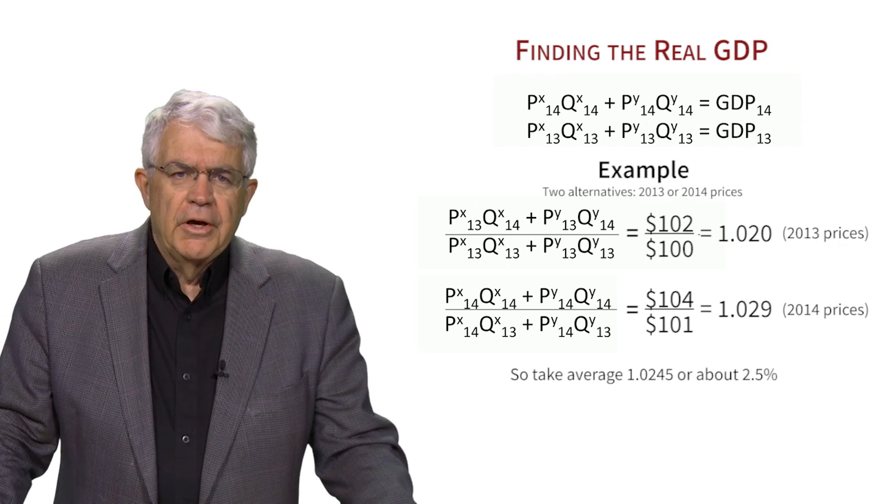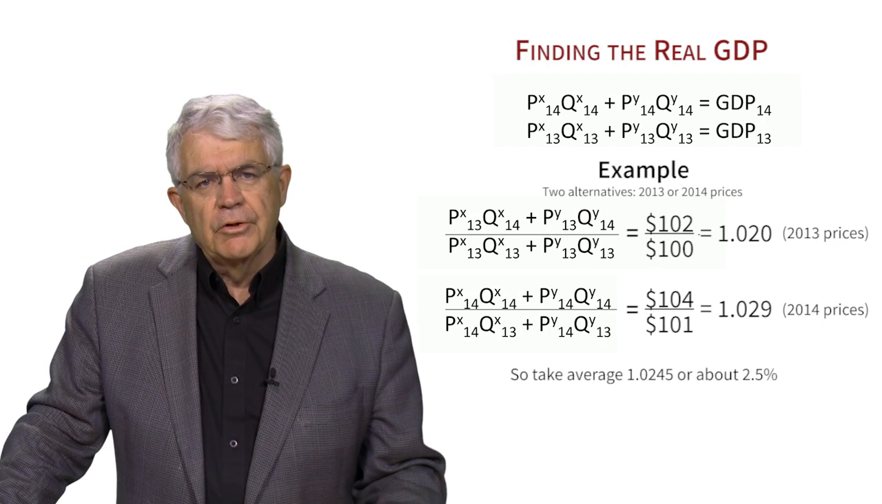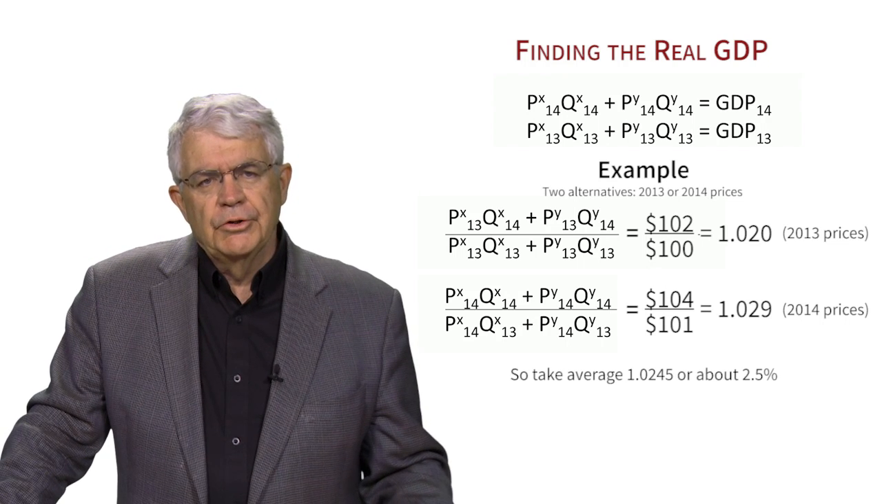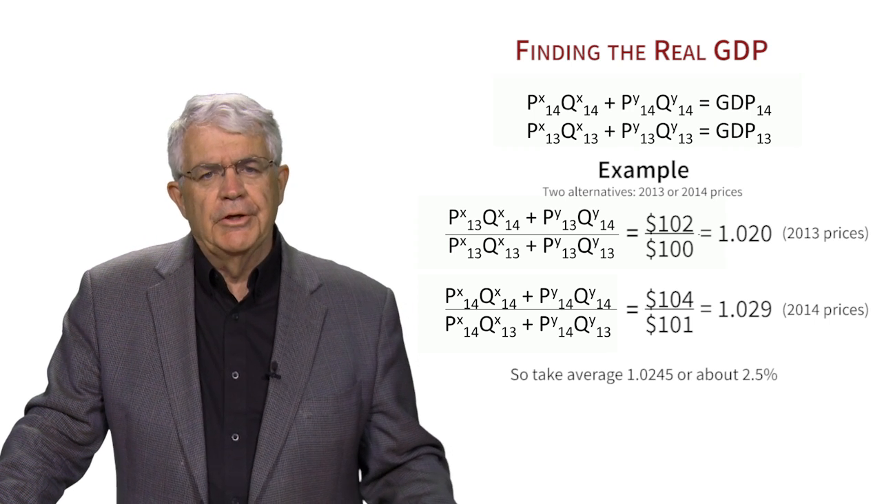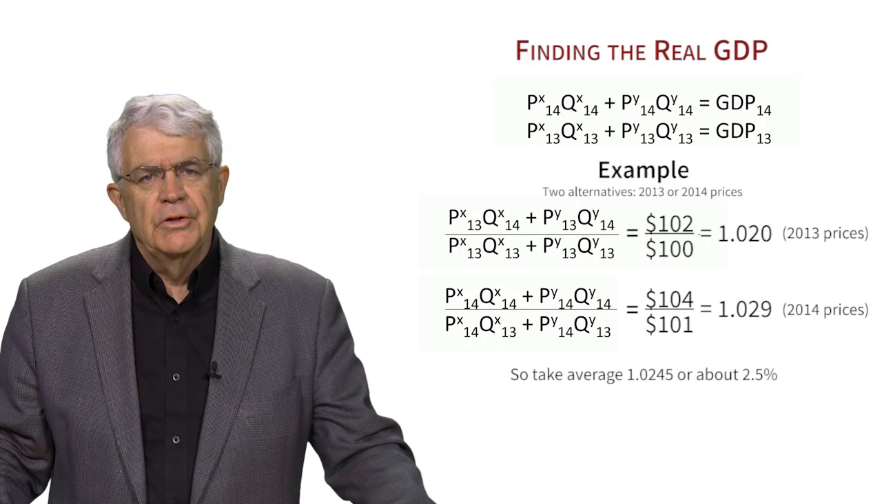So to correct for that, what economists do is they try to hold prices constant as the economy grows and measure the value of production at the same price in two different periods. And that's the way to control for this inflation. So this is illustrated in the next set of equations.